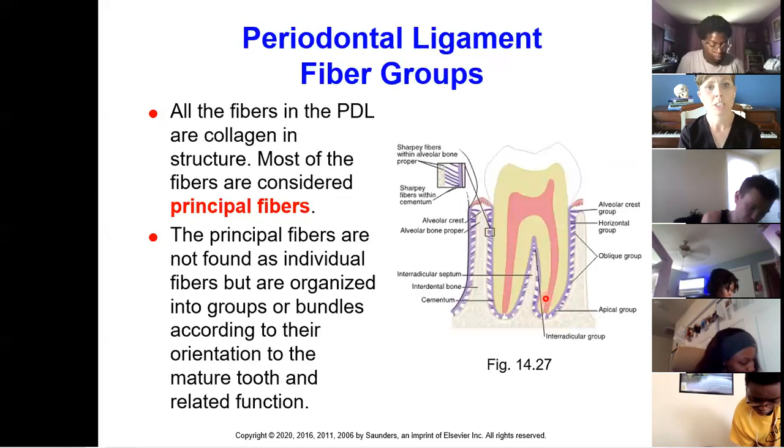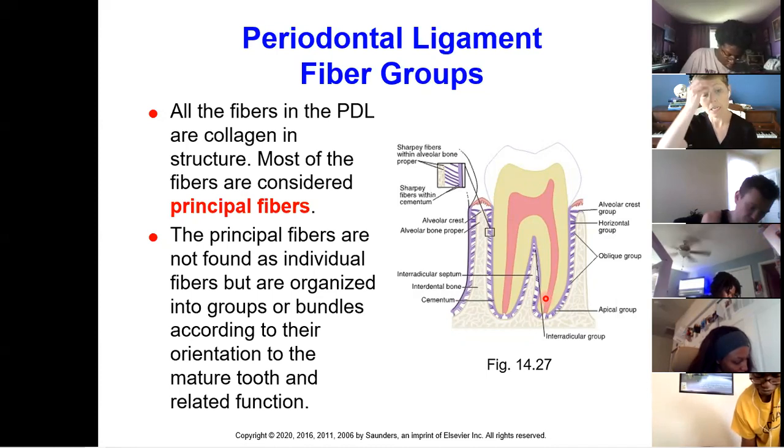All right, so into our fibers. All of the fibers of the PDL are collagen structures. I've already mentioned that. Most of the fibers are considered principal fibers. Principal fibers are not found as individual fibers, but are organized into groups or bundles according to their orientation to the mature tooth and the related function.